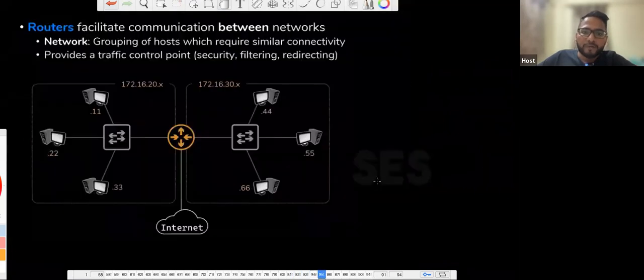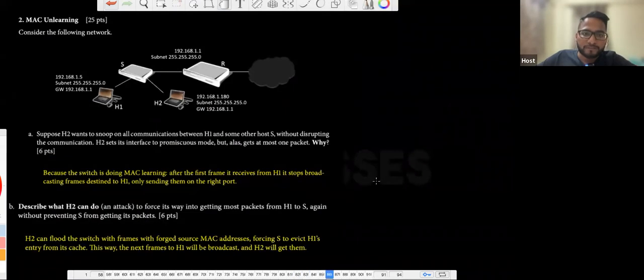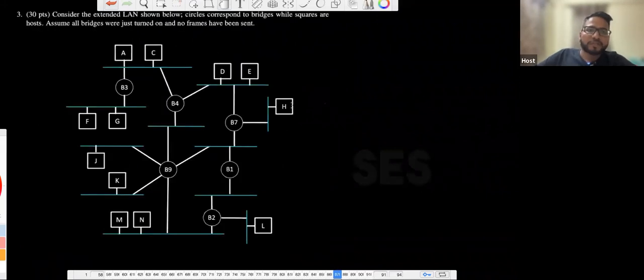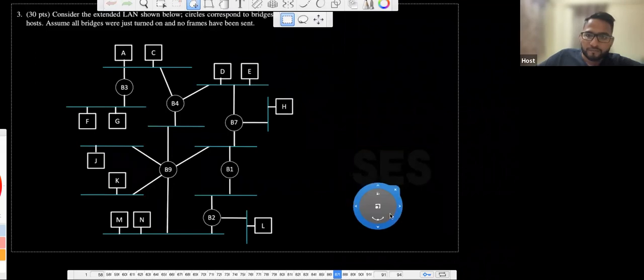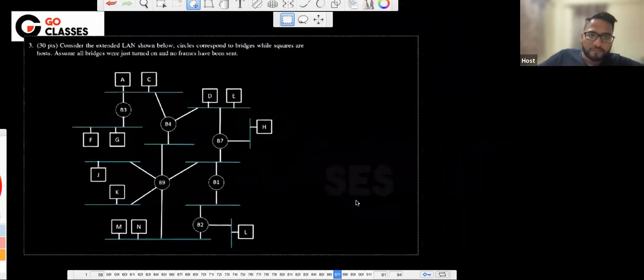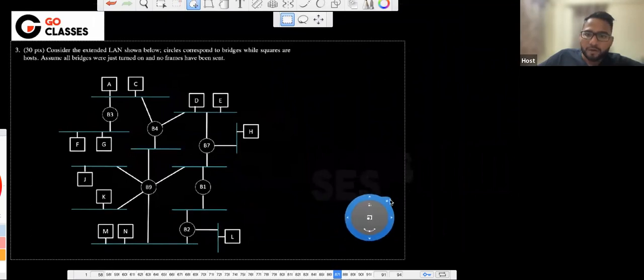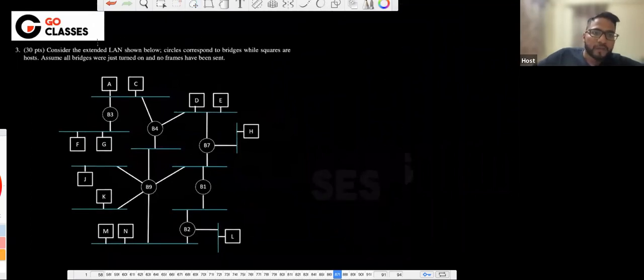Now, maybe let's do one question. So let's do this question. I hope that is visible to everyone. Now, what they are saying is: consider the extended LAN. Extended LAN means there is one LAN and that is getting extended using bridges or switches. So this LAN may have any topology, and then I'm connecting two LANs using the bridges.